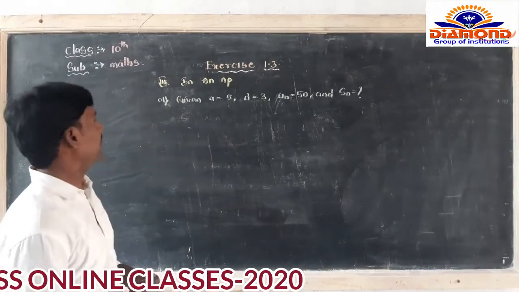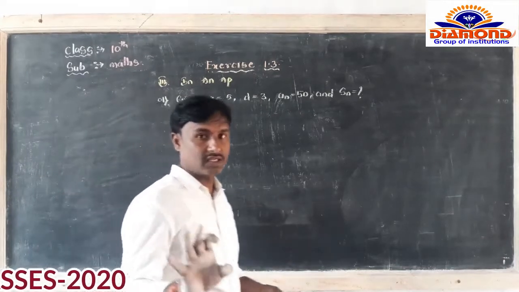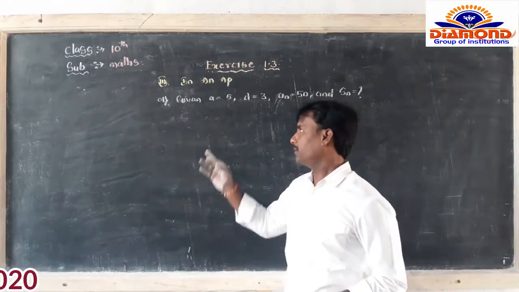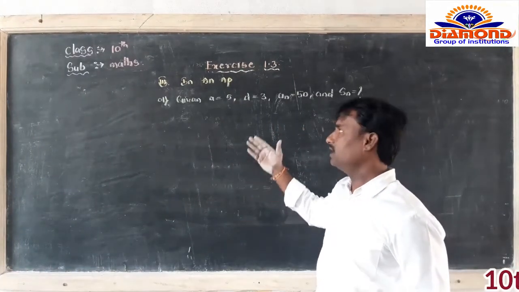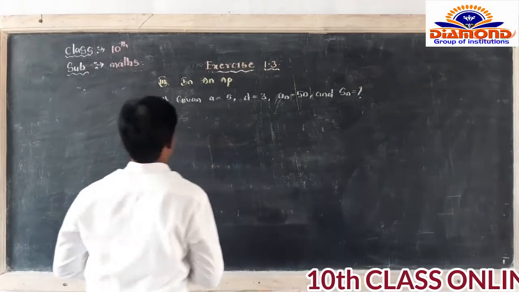What is the third bit? In an AP, this bit has 10 questions. इसके अंदर 10 क्वेश्चन है, 10 क्वेश्चन है. 10 में से फर्स्ट क्वेश्चन I want to explain. So second, third question we will do as homework, dear students. Okay, so now look at the board here.